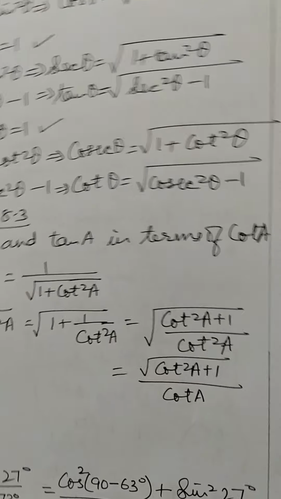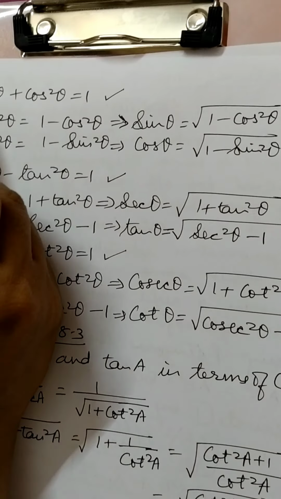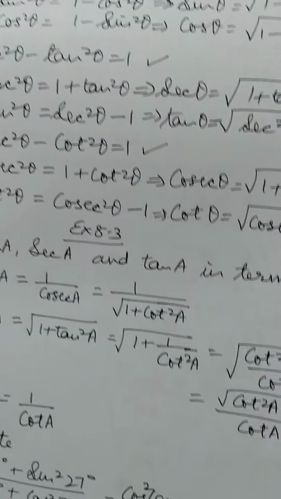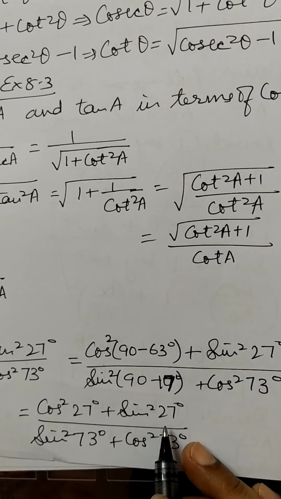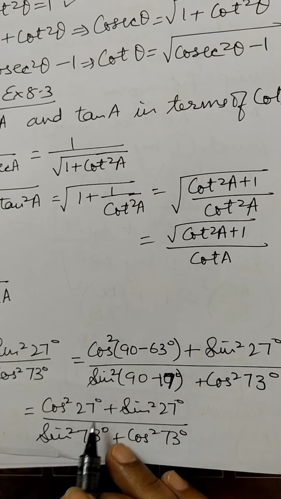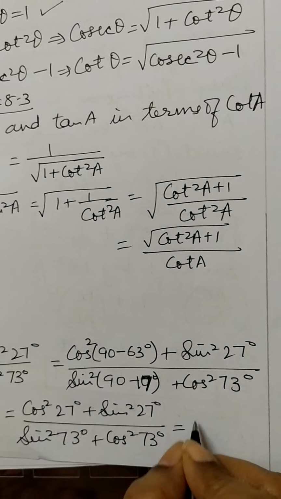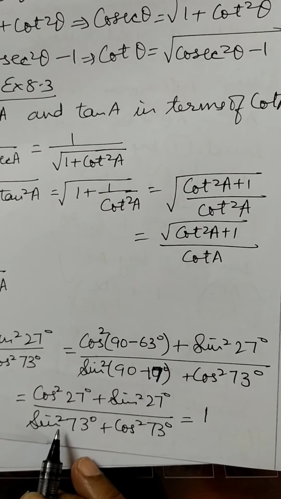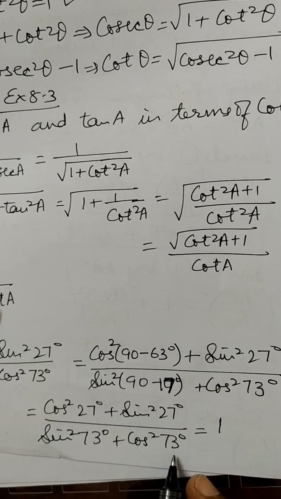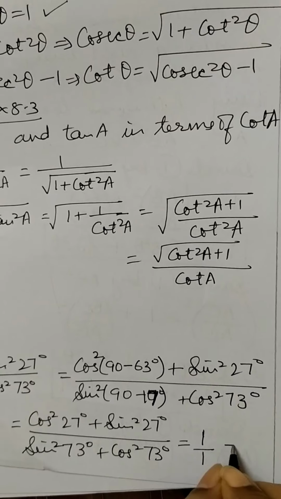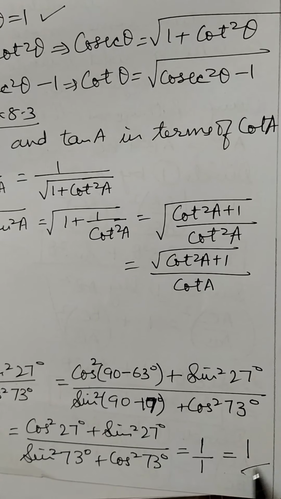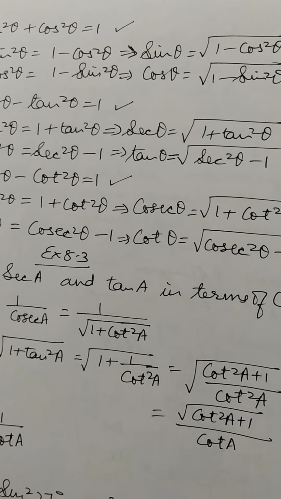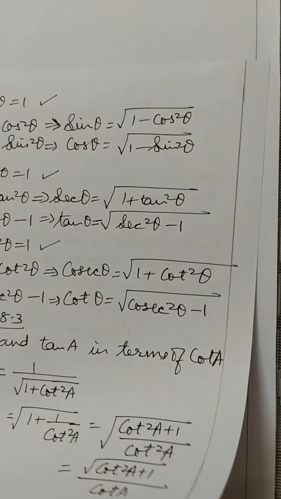Now let us come to our first fundamental identity. Sine square theta plus cos square theta is 1, and here theta is 27 in the numerator. So sine square 27 plus cos square 27 will be 1. Similarly, in the denominator also, sine square 73 plus cos square 73 will also be 1. So we get 1 as the value of this given expression. The second part is the same, so you can do that.